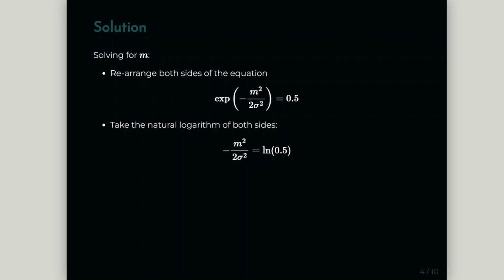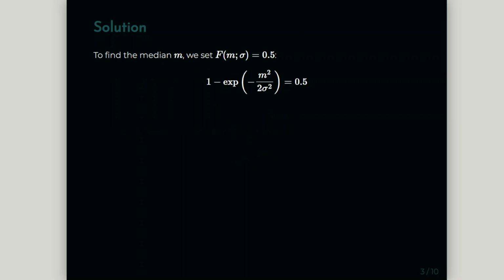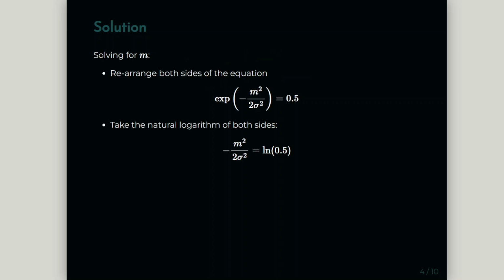Rearranging both sides of the equation, we subtract both sides from 1. Just to simplify it, rearranging, we get the exponential of minus m squared divided by 2 sigma squared equals 0.5. Then we take the natural logarithm of both sides. So we have minus m squared divided by 2 sigma squared equals the log of 0.5.